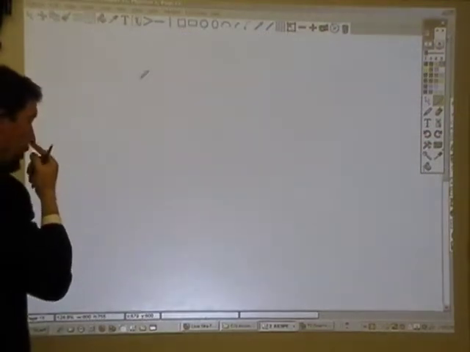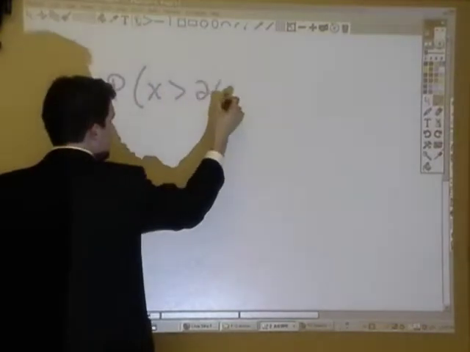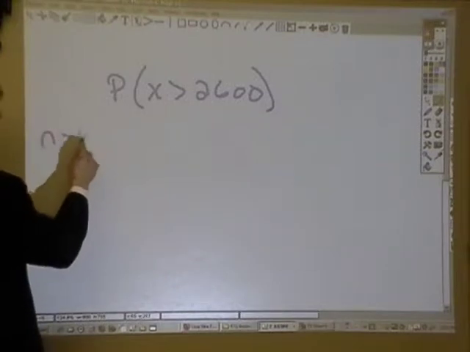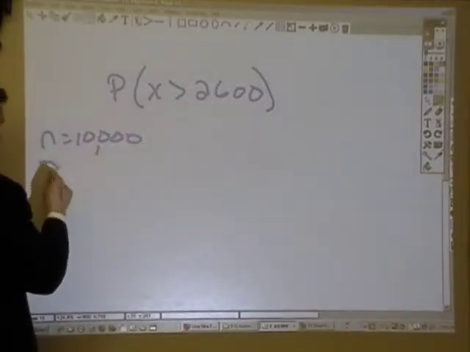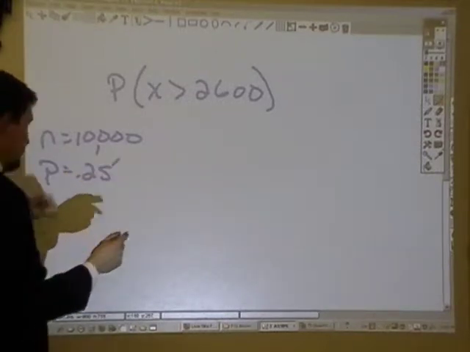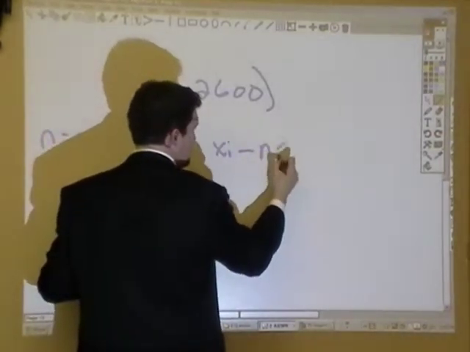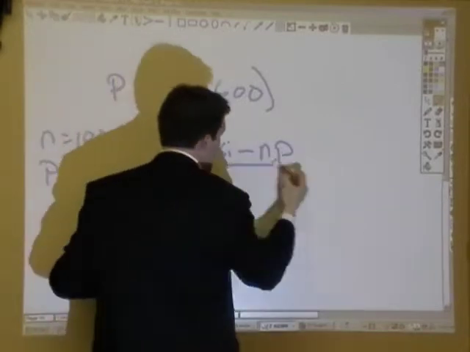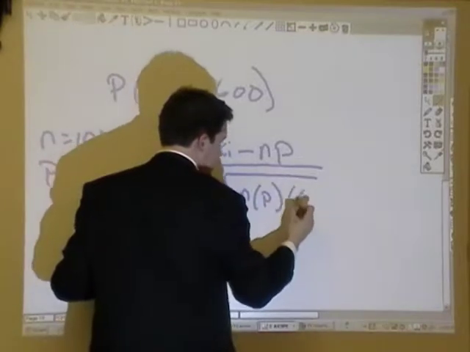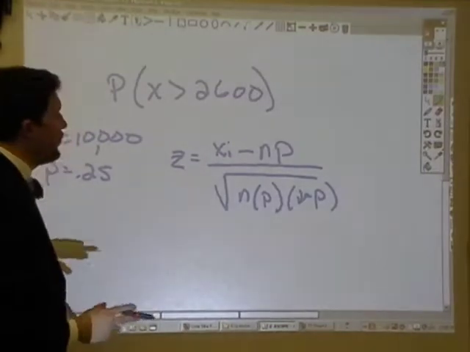Okay, so here's what we're going to do. Let's find the probability that we are going to have more than 2,600 kids with type O blood. Now, our sample size is 10,000. Our probability of success is 0.25. Z is equal to x sub i minus the mean, which is n times p, over the standard deviation, which is the square root of n times p times 1 minus p. Let's fill the values in that we know.